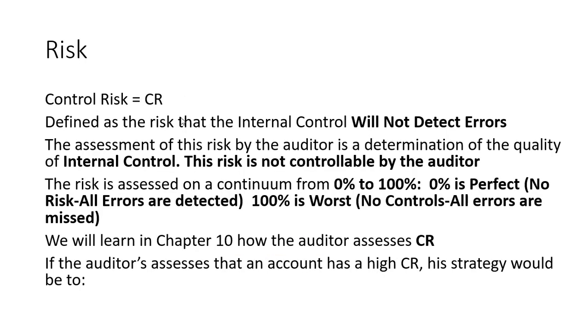We look at the second risk. Second risk is control risk, and that's noted as CR. And that's defined as the risk that the internal control will not detect the errors. And management puts internal controls into place to detect errors. The assessment of this risk by the auditor is a determination of the quality of internal control. This risk is not controllable by the auditor. What that means is that whatever internal controls there are in the system are the internal controls that are in the system, and those are the ones that the auditor will deal with.